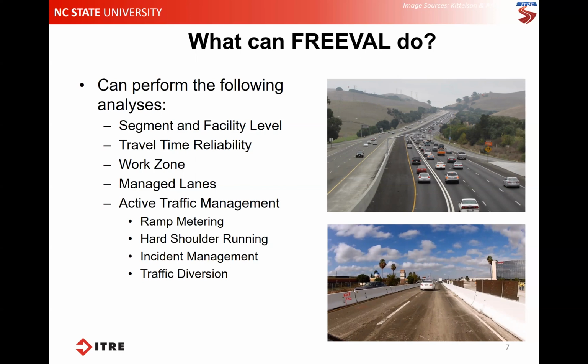Reliability now gets into looking at multiple sources of congestion, also looking at long-term performance of the facility under a combination of these sources of congestion. Work zones, and here we probably need to distinguish between what I would call long-term work zones, which can be modeled in the calendar, if you will, within FreeVAL as something that is persistent, or can be modeled, if they are short-term, a few minutes or a few hours, as incidents that could impact the facility.